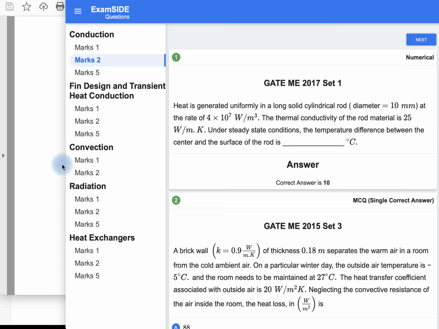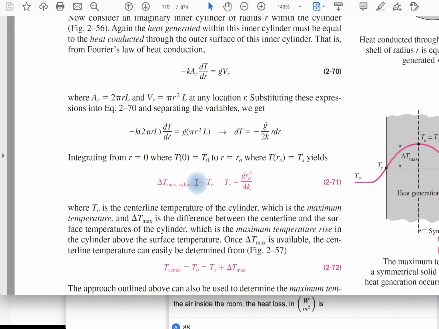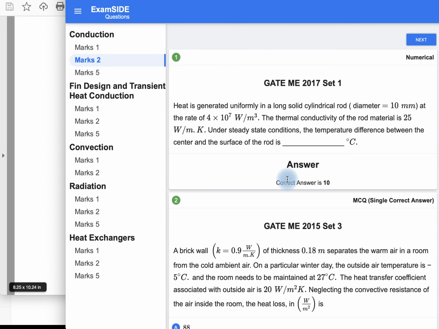For the cylinder, we know the formula is T naught minus Ts is equal to q dot R naught square upon 4K. So this will be the temperature drop between the outer surface and the center, because temperature will be maximum at the center and at the surface it is Ts. If you put q dot as 4 into 10 raised to power 7, R naught square upon 4k, the answer will come as 10. So the correct option will be 10.